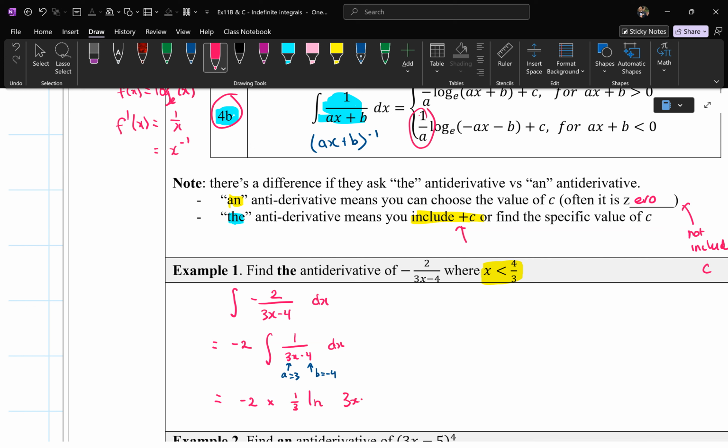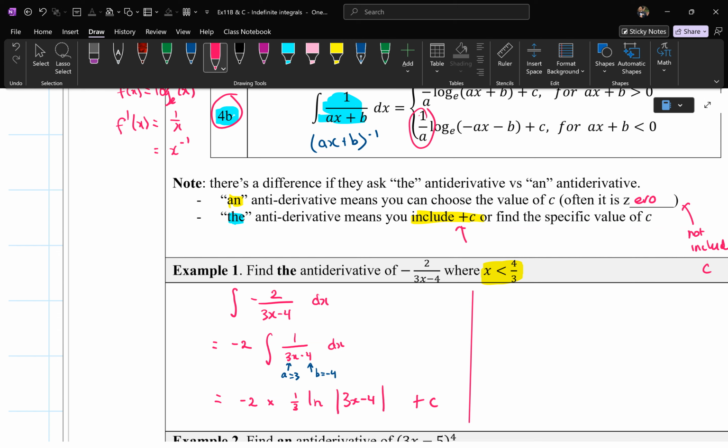3x minus 4, plus c. Make sure to put a modulus. Because remember, when you do the antiderivative of this type of function, a rectangular hyperbola, you could be taking the log of a positive number or the log of a negative number. But usually that would be where you finish.